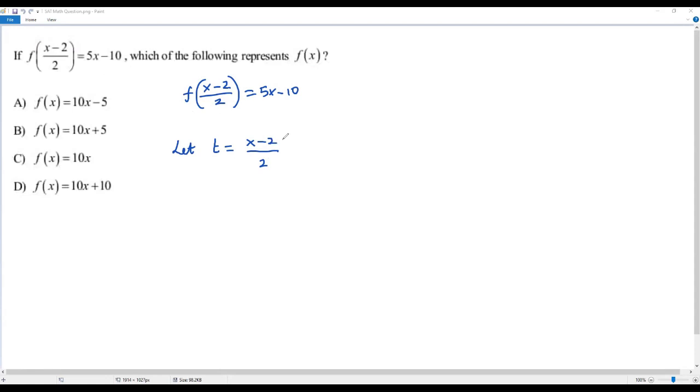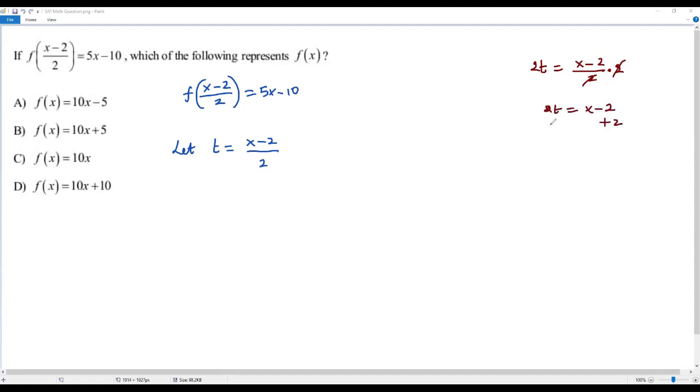Okay, for that we have to solve for x in this equation. That is, we have to solve for x in terms of t. Okay, now let me do that separately. Let me take the equation t equals (x minus 2)/2. To solve for x in terms of t, we have to isolate x. To get rid of the denominator 2, let me multiply both sides of this equation by 2. Then this 2 will cancel out. Then I'm getting 2t equals x minus 2.